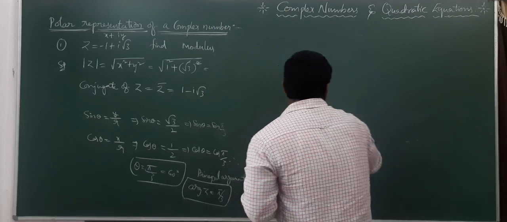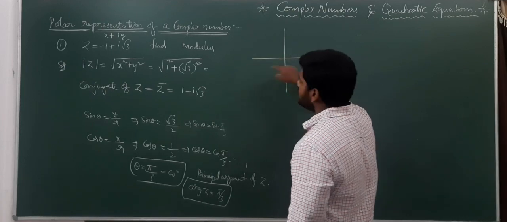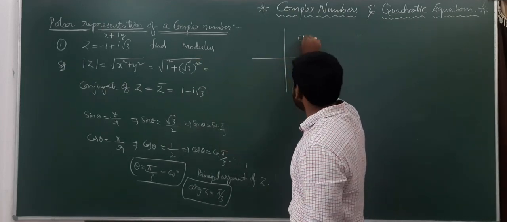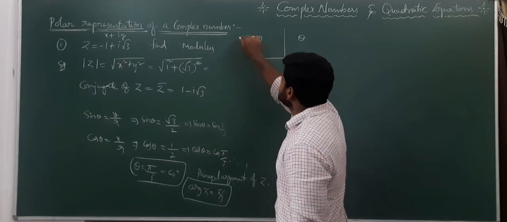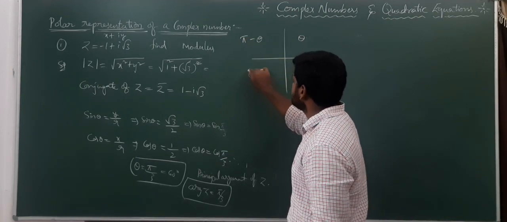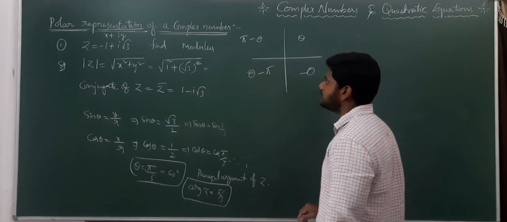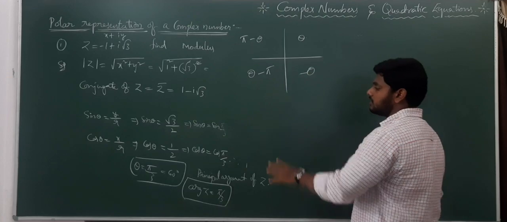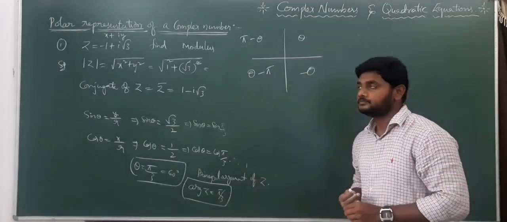Once again I will write it, then you can understand very easily. If it is in the first quadrant, according to the given complex number, you need to consider theta, whatever you get, that only is the answer. If it is the second quadrant, pi minus theta you need to consider. Third quadrant means theta minus pi. Fourth quadrant is minus theta. So this you need to remember while finding the principal argument of z or the polar representation.